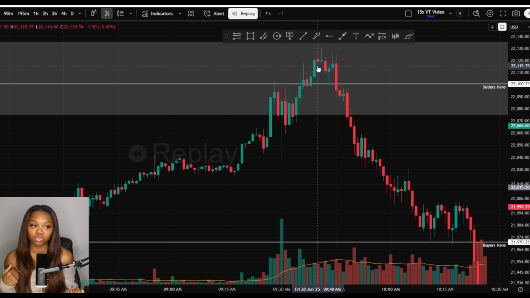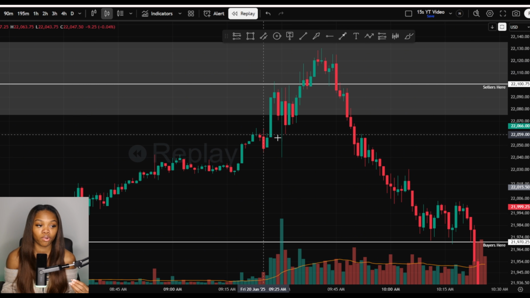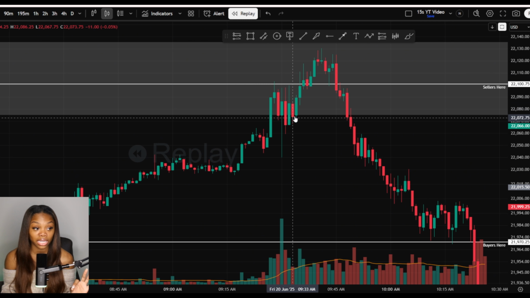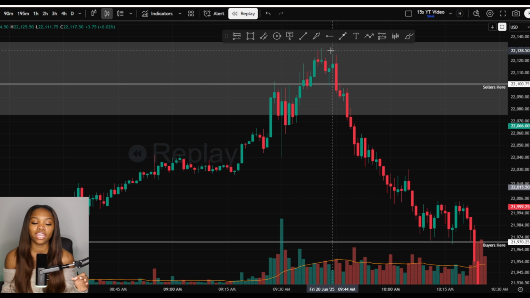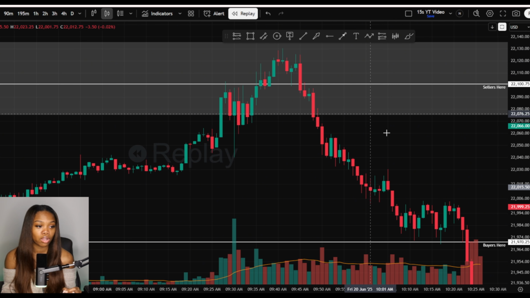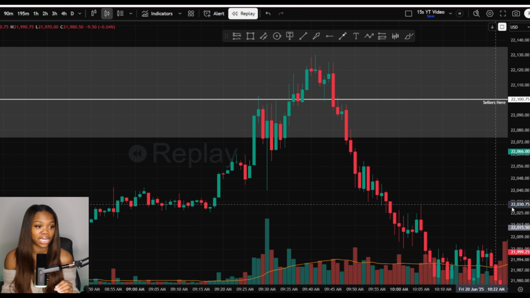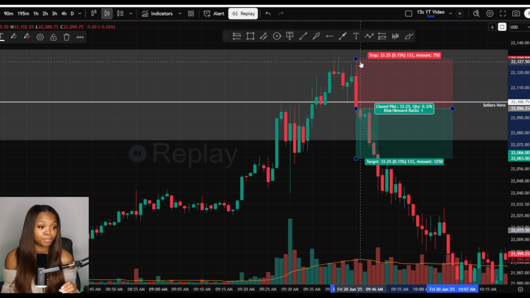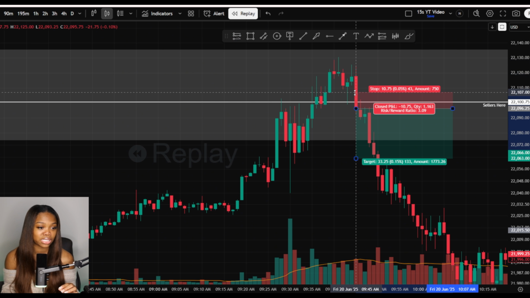A lot of times what I like to do is wait for price to grab liquidity above the level, especially when we have other confluences like this supply zone, for example. And then once price closes back below that level, I like to get my entry, right? So this is a real life trade that I took. I got my entry as soon as price broke right below that level, and had my stop just right above it.